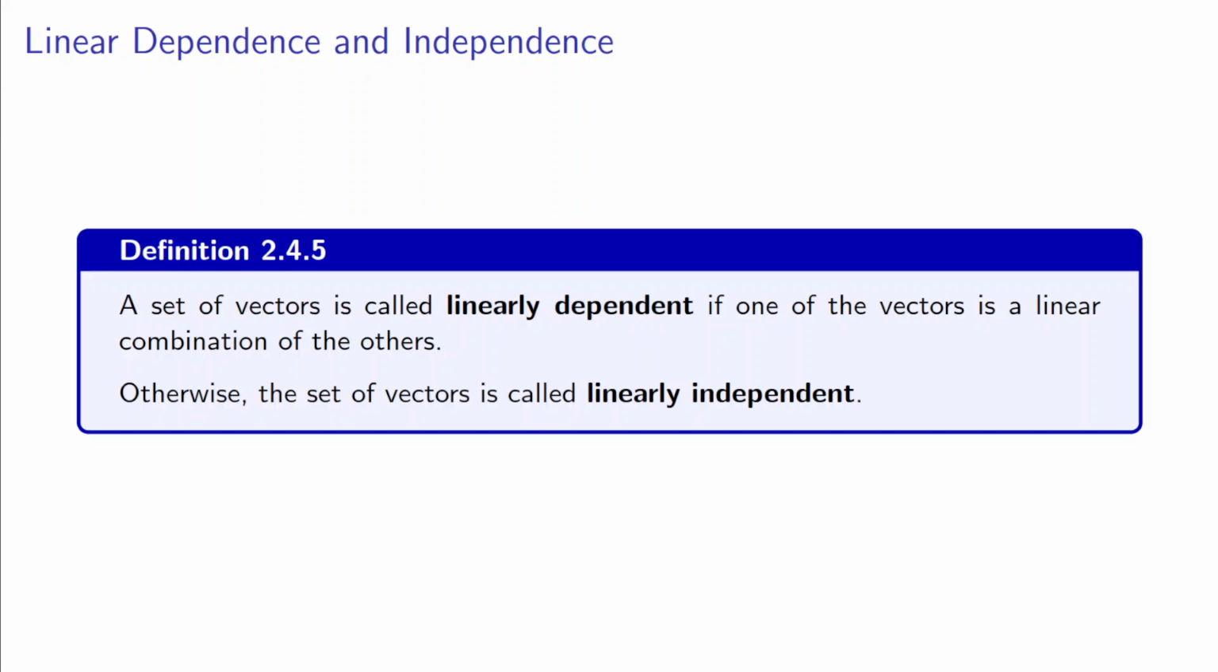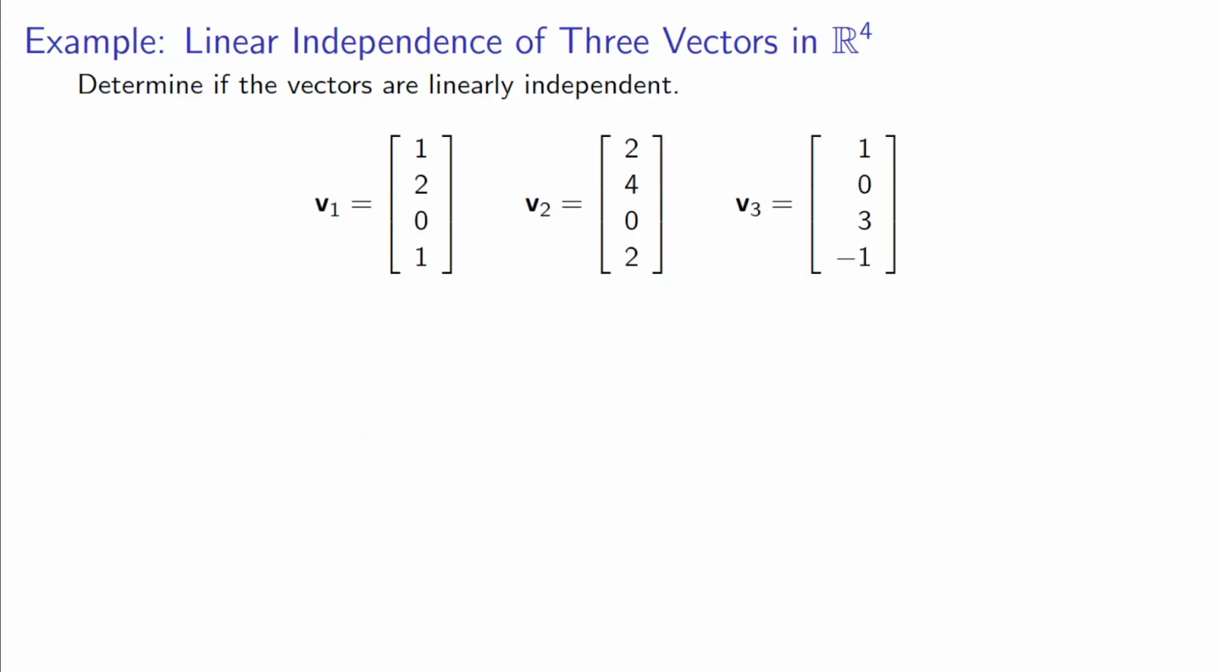In the last video, we defined what it means for a set of vectors to be linearly dependent and linearly independent. As a reminder, we say that a set of vectors is linearly dependent if one of the vectors is a linear combination of the others. Otherwise, we would say that that set of vectors is linearly independent. And in this video, we're going to look at several examples of specific sets of vectors and show how to determine if they are linearly dependent or independent.